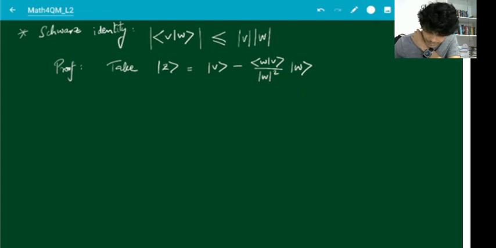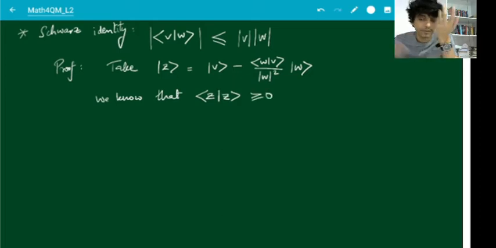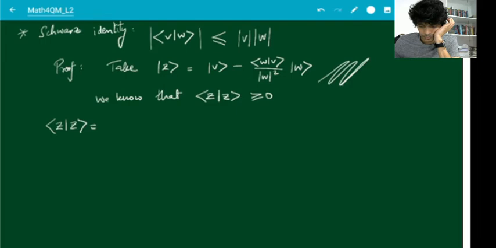We know that the inner product of z with itself must always be non-negative. It's basically one of the defining properties of inner product. Length of a vector always has to be a non-negative number. So now see how to take the inner product of this monstrous thing with itself.